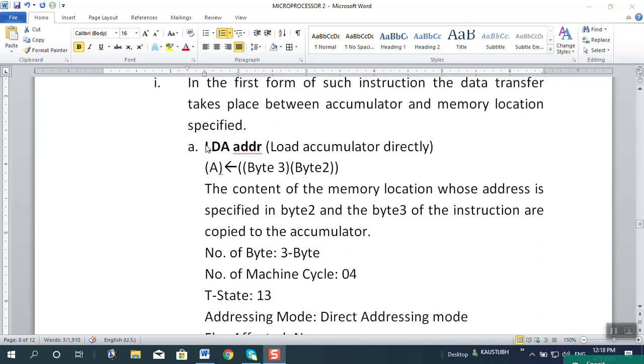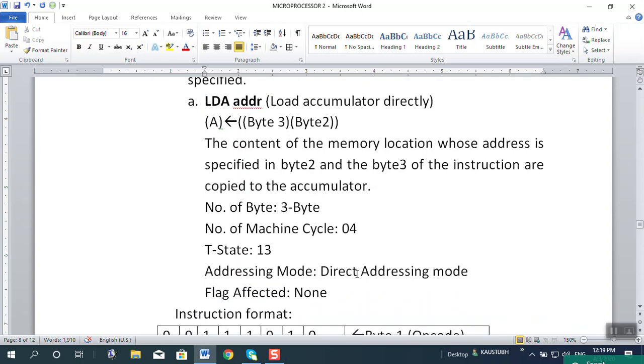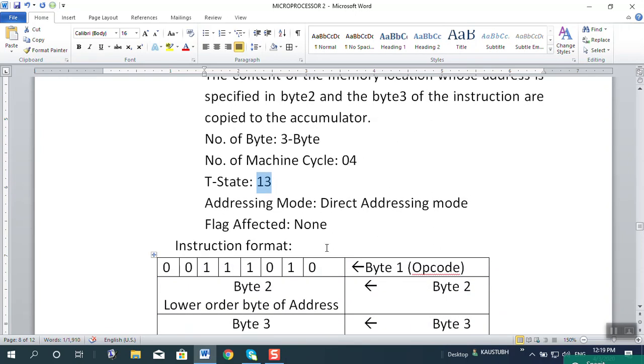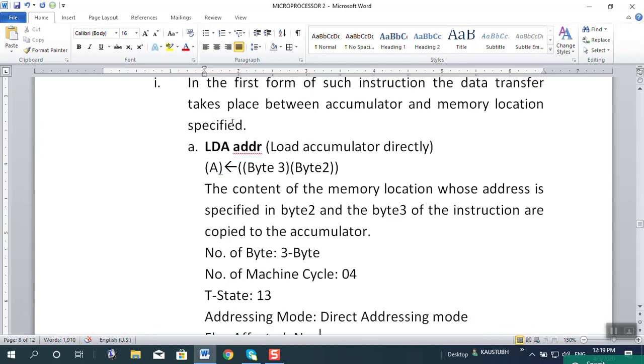So for this LDA address, there is an opcode for LDA along with the 16-bit address. Therefore the instruction is 3 bytes. Machine cycles here are 4. In the first machine cycle there are 4 states, and in the second, third, and fourth machine cycles there are 3 states each. So a total of 13 states. The addressing mode is direct addressing. This is the only instruction of this kind, LDA address. There is no other instruction.